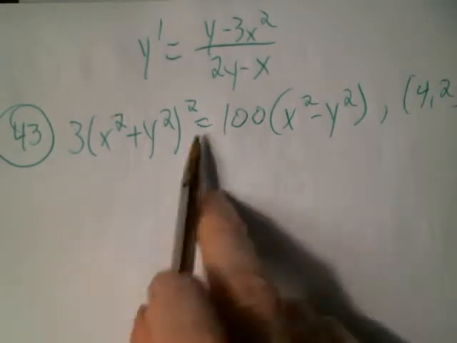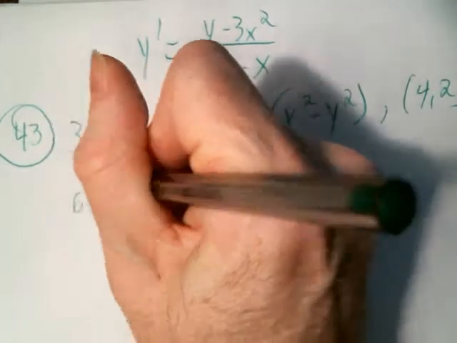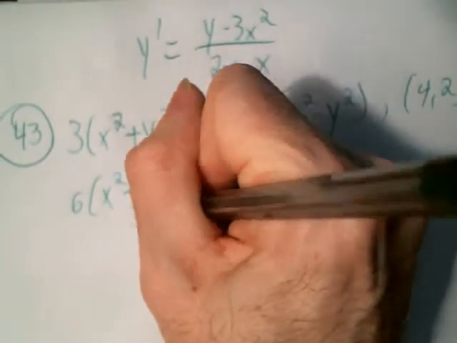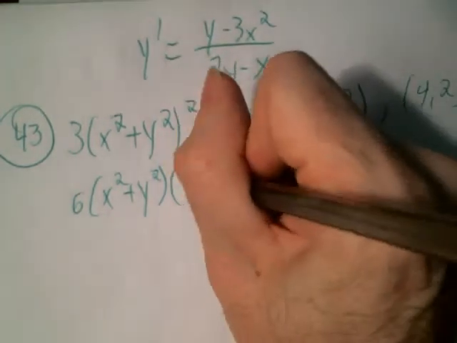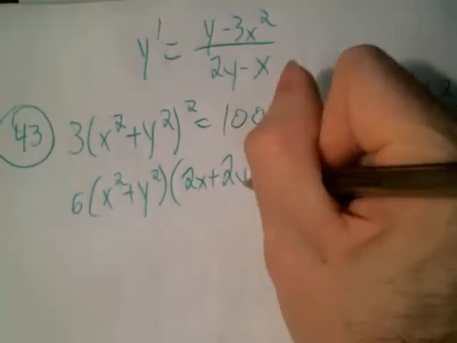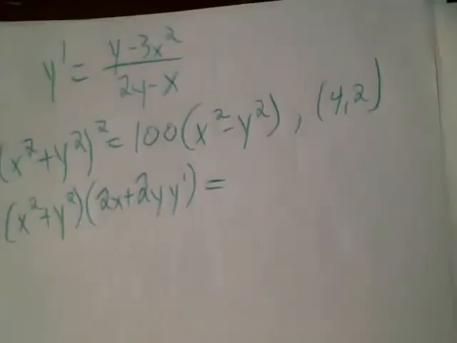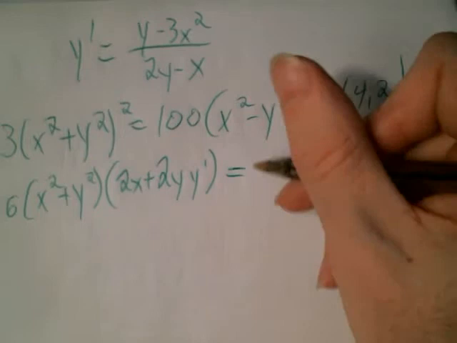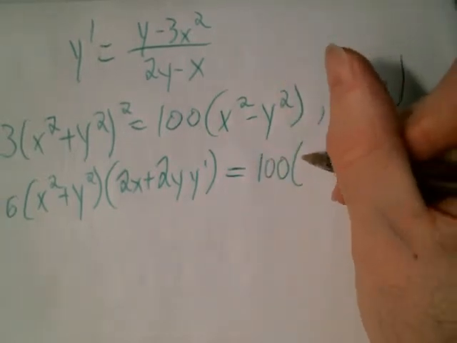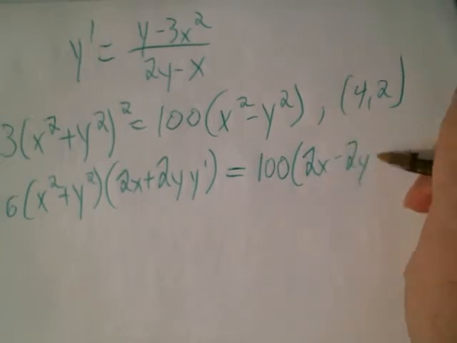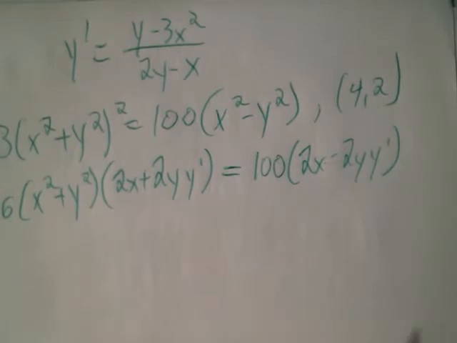Okay, so we could sort of use a chain rule on this first guy, so I ended up with 6 times x squared plus y squared to the first power times the derivative of the guts, which would be 2x plus 2y y prime. On the other side, we'd have 100 times 2x minus 2y y prime. If you'd rather, you can distribute the 100, but you get the same answer.